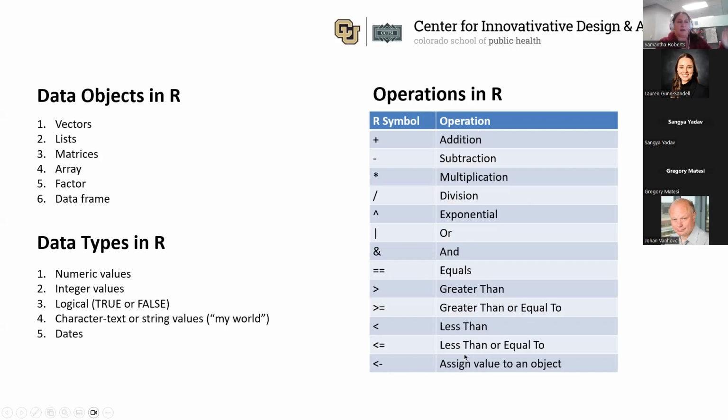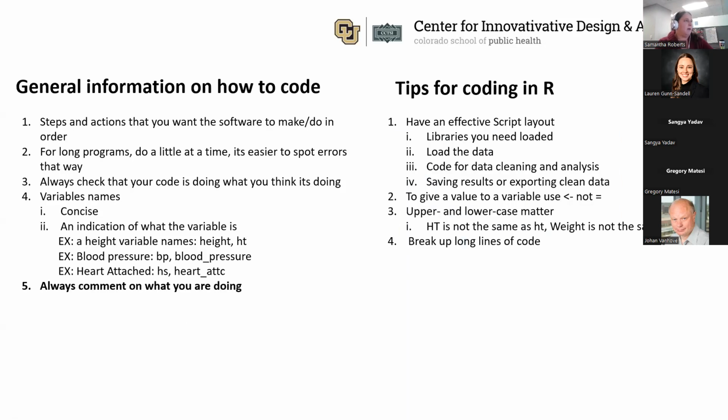A main one here, and I'm going to say it again in the next slide, is how you assign a value to an object. So if you've used SAS or Python, it's a little bit different. Here we use an arrow, not an equal sign. So if we want to say A equals 2, it would be A arrow 2. And I will show you that when we get into that part of the presentation.